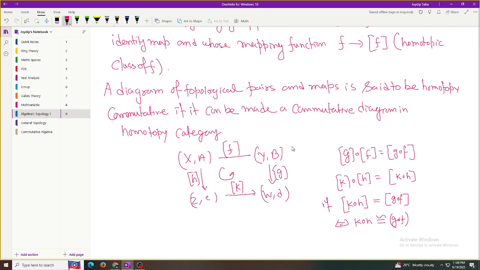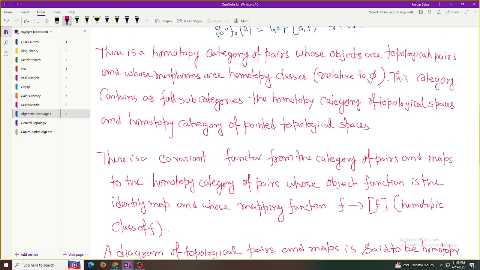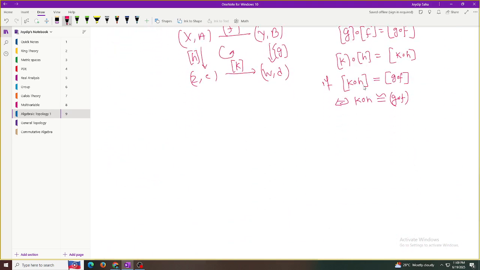If there is some relative property, then you can say so, but I have taken here the empty set, okay, relative to empty.